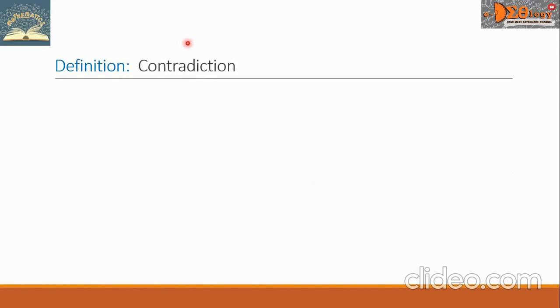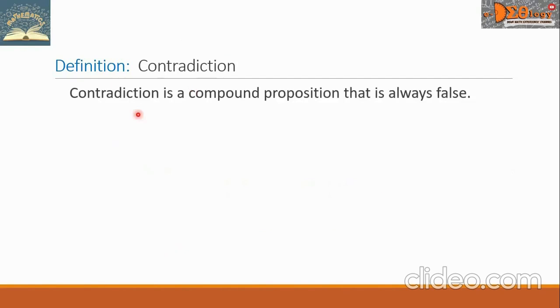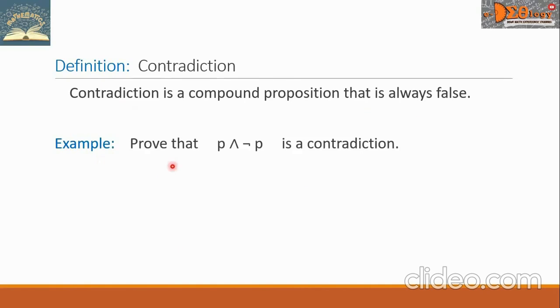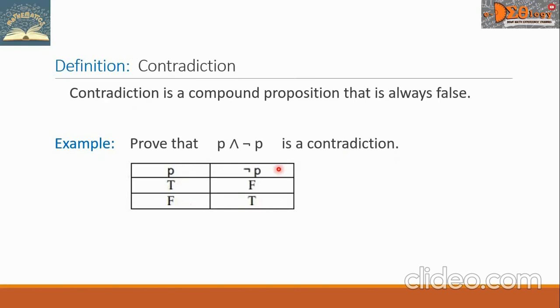Let us now define contradiction. Contradiction is a compound proposition that is always false. Let's see this example. Prove that P and not P is a contradiction. The column for P with the values true or false are here. Not P, we negate all the values of P. T becomes F and F becomes T.